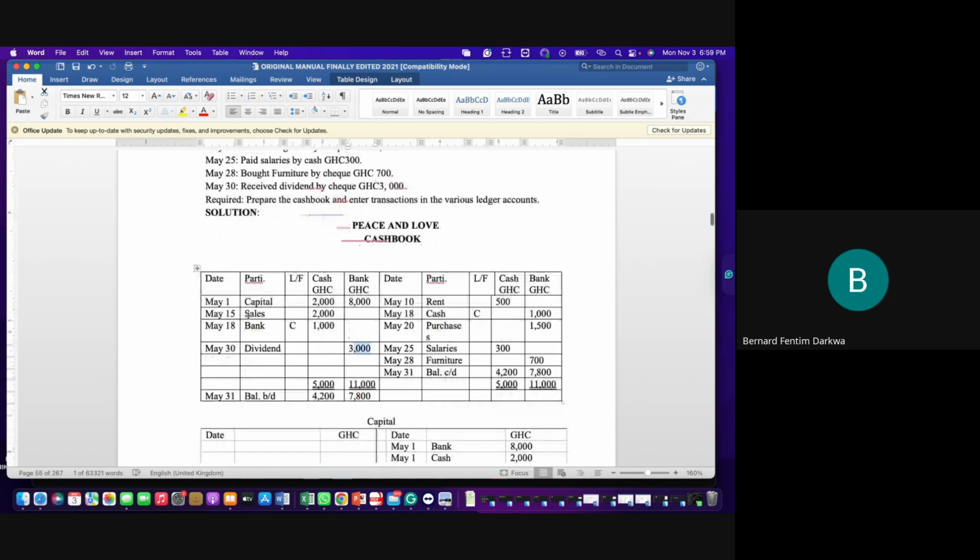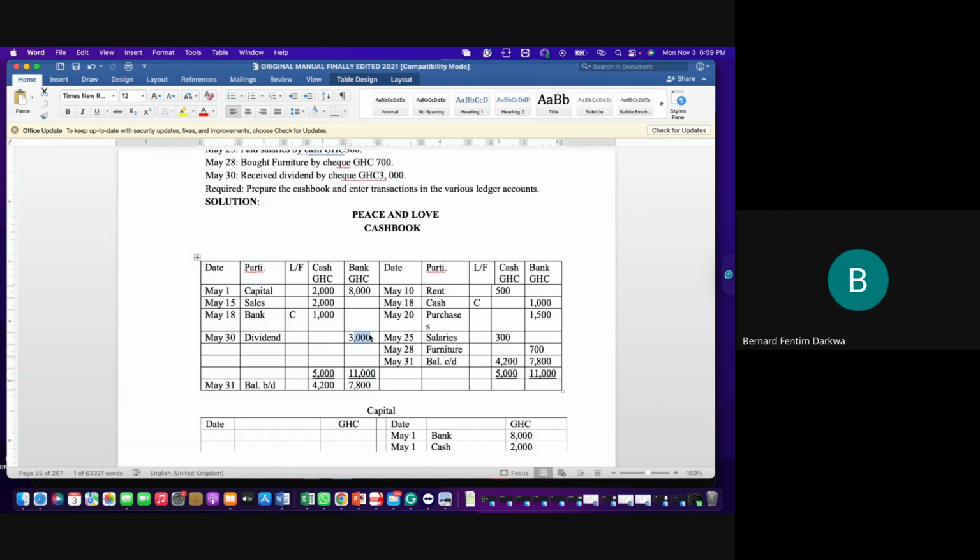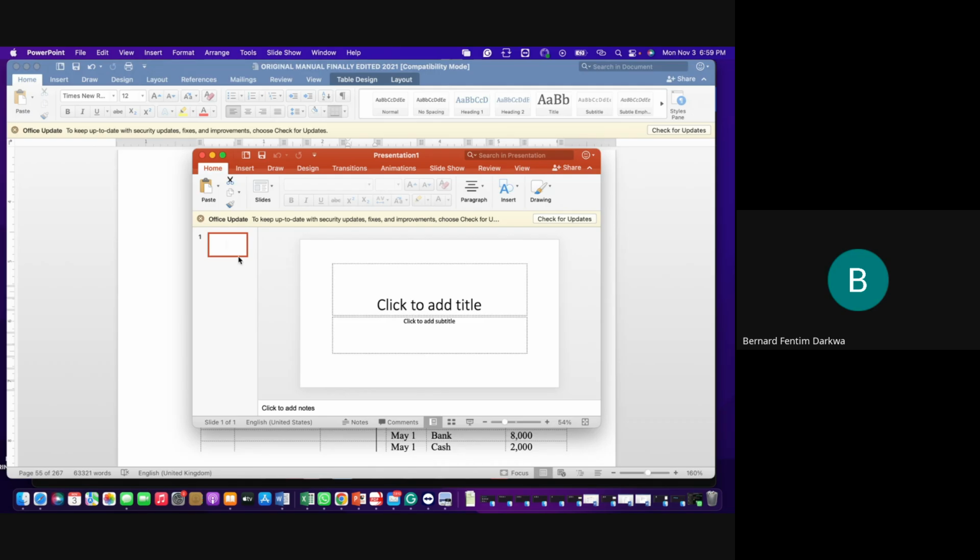Now after you have made all the records, you have to extract the balances, balance b/d and c/d. Sometimes some people get a bit confused, because you can do all the recordings, but when it comes to the balances, let me do this again. So let's say cash book. What do you see on the screen? Cash book. Okay, I wanted to be sure.